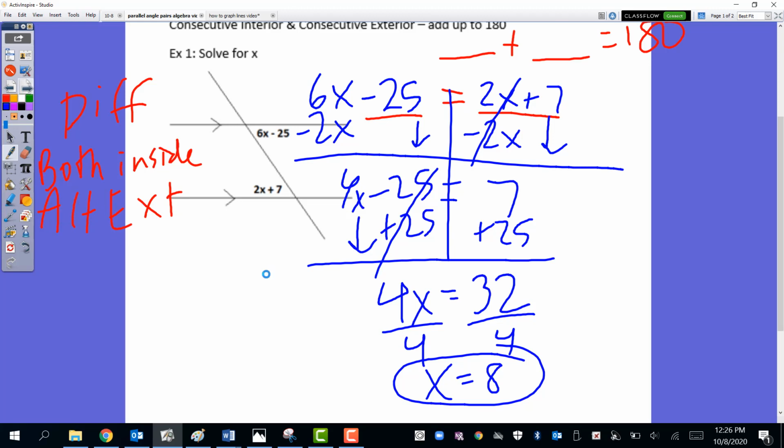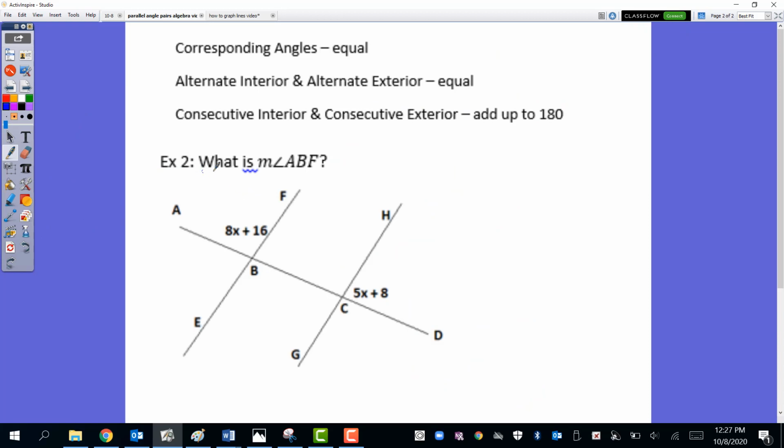The next example, same thing. But now I'm saying, what is the measure of angle ABF? So I know if it's asking me to find a specific angle measure, that means I have to solve for x, and then I'm going to have to plug it back in. First, I need to identify which kind they are. Are they on the same side of the transversal? My transversal this time is the sideways line, A to D. And they're on the same side of that. So I'm going to put same side.